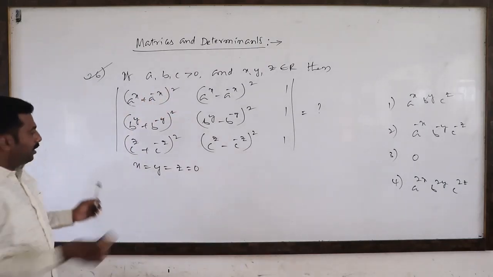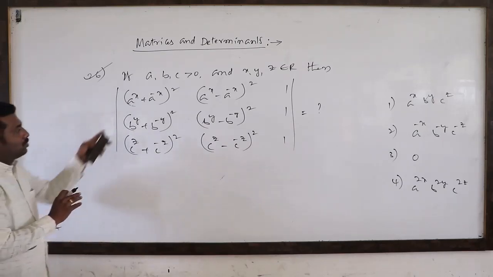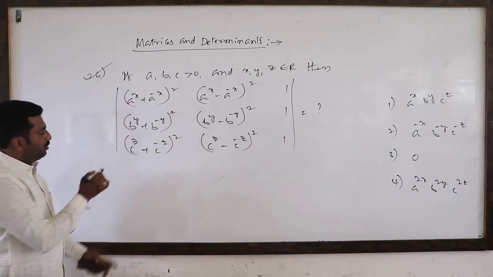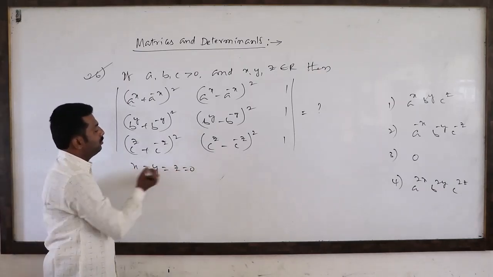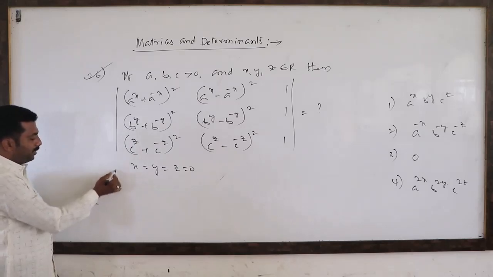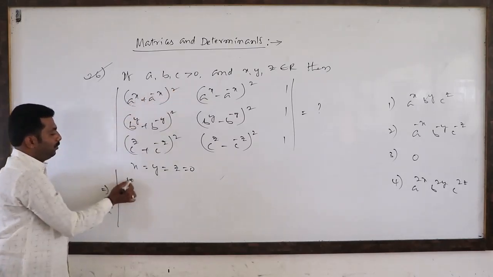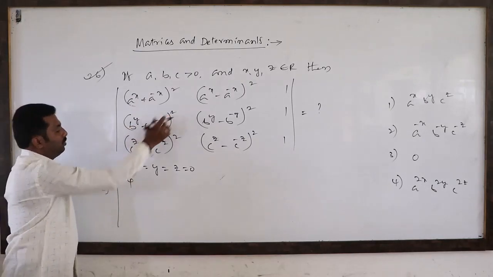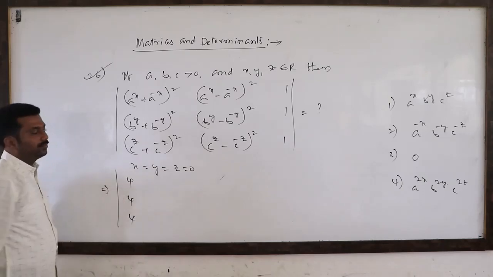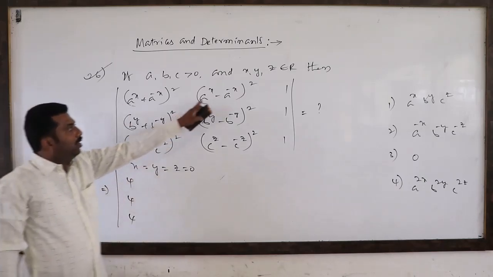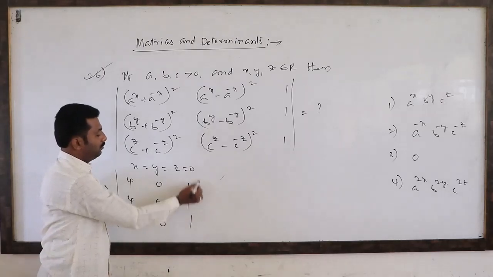Or one more method also I will tell. See here, x value, y value, z equal to 0. Then what happened, I will see. This is 1 plus 1 whole square means 4, 1 plus 1 whole square means 4, 1 plus 1 whole square means 4. Next second column, 1 minus 1 is 0, 0, 0, 1, 1, 1.